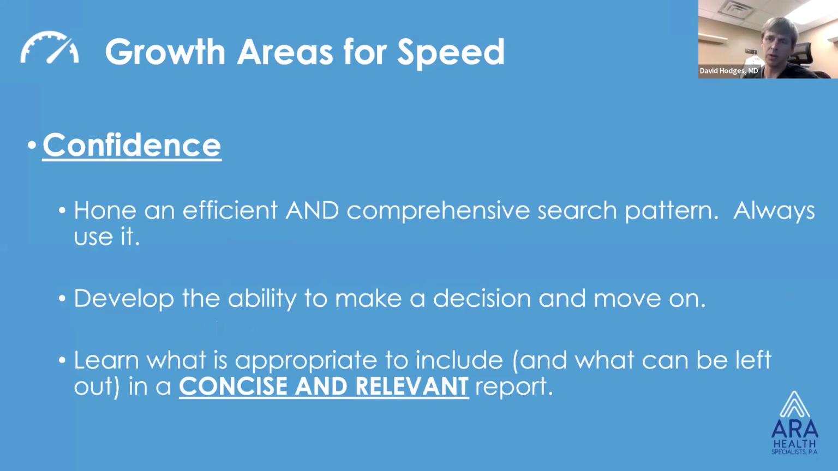The next attribute, which has been commented on already, is confidence. Individuals need to learn to hone an efficient and comprehensive search pattern and always use it. Cutting out parts of your search pattern is not a strategy to get faster, because that leads to misses. These people need to develop the ability to make a decision and move on. If something is normal, feel confident in your decision, move on.